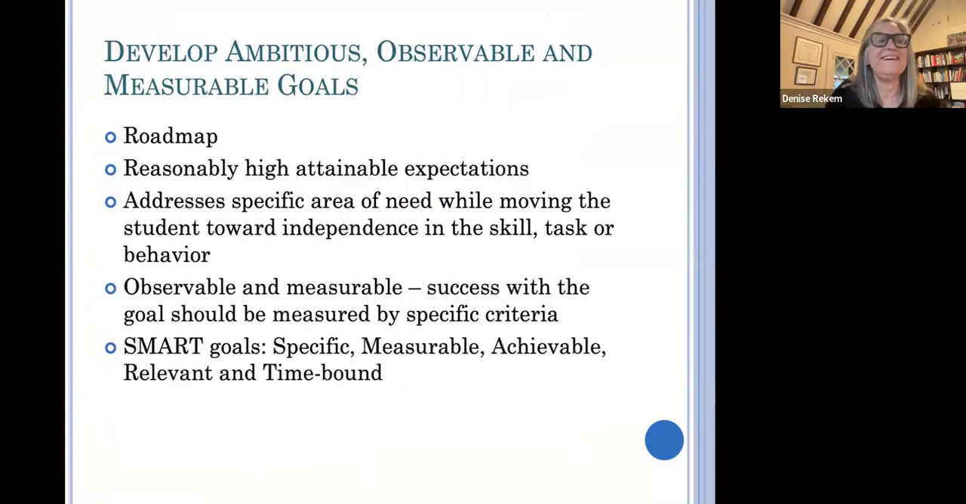Specific, measurable, achievable, relevant, and time bound. And now we can go to the next slide.